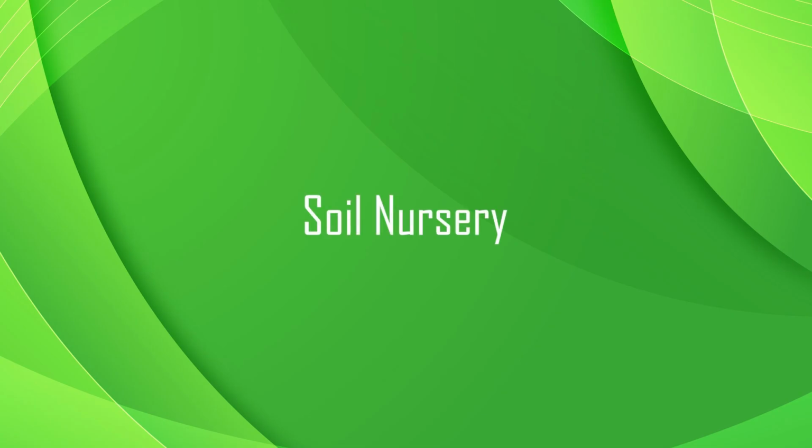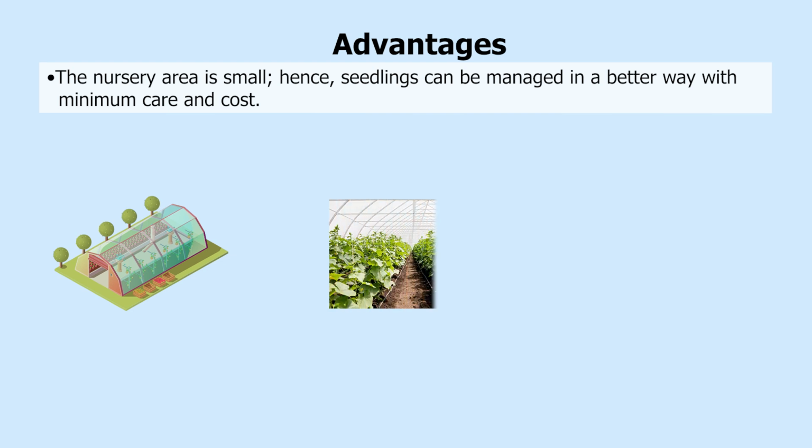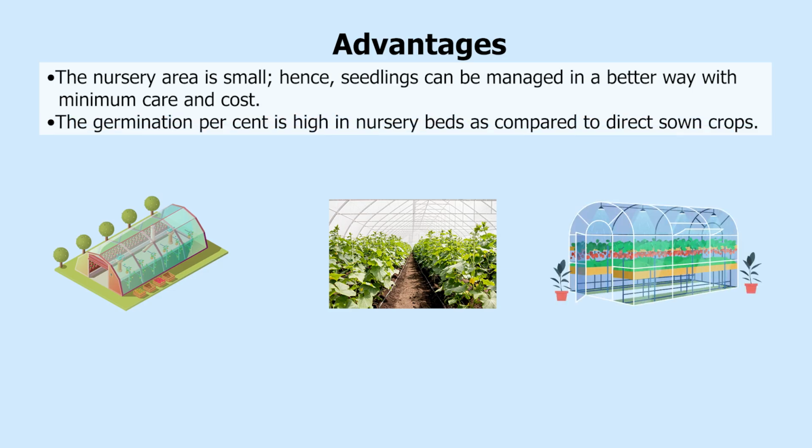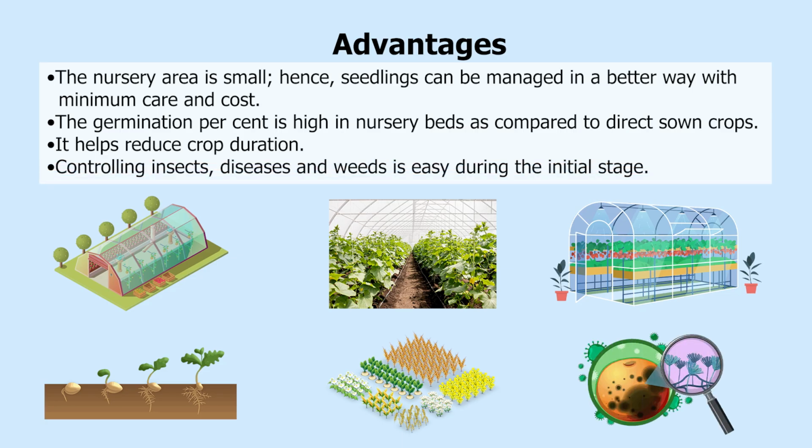Our next topic is soil nursery, where we learn about its advantages and disadvantages. First we take advantages. The nursery area is small, hence seedlings can be managed in a better way with minimum care and cost. The germination percent is high in nursery beds as compared to direct sown crops. It helps reduce crop duration. Controlling insects, diseases and weeds is easy during the initial stage.